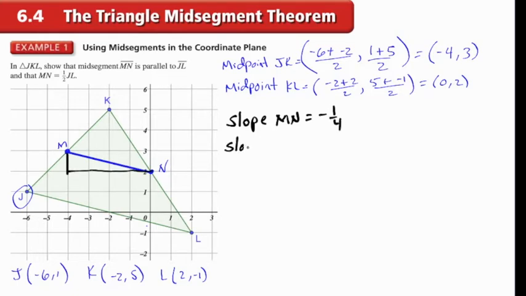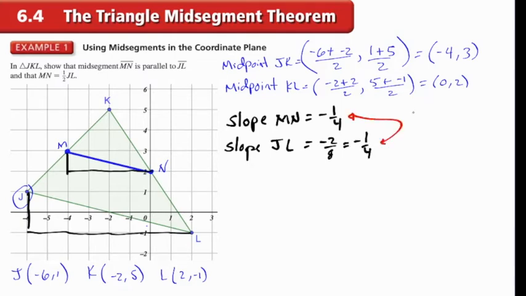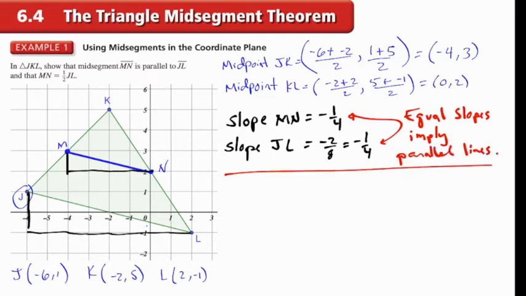And the slope of JL, we can see it's 1, 2 down and 1, 2, 3, 4, 5, 6, 7, 8 over. So that's negative 2/8, which reduces to negative 1/4. And since the slopes are equal, we have shown that these two are parallel. So we've checked off the first task we were asked for.